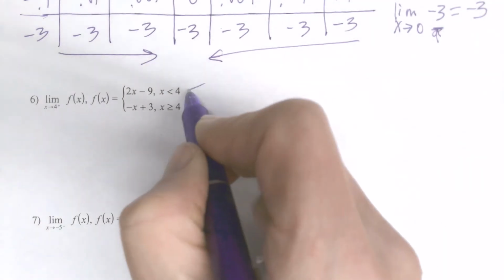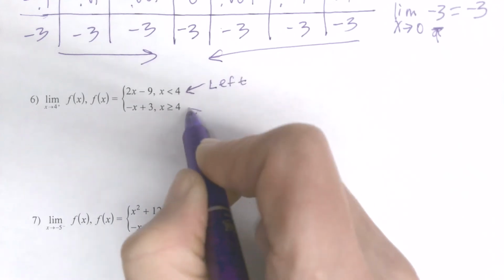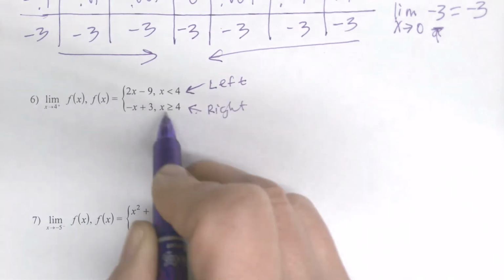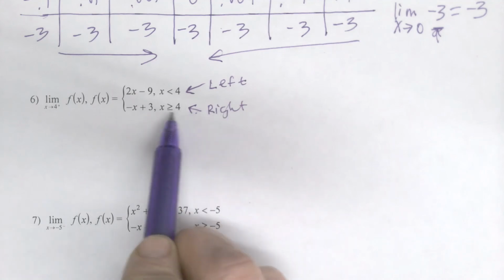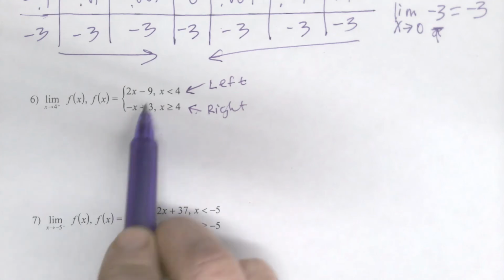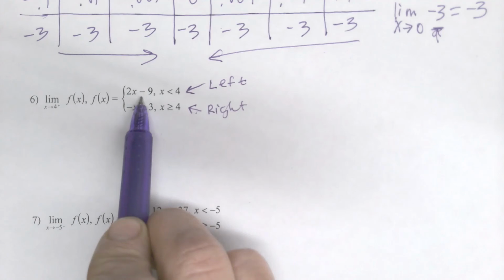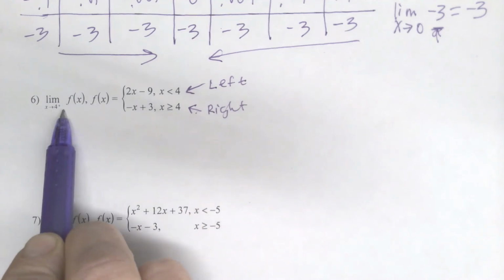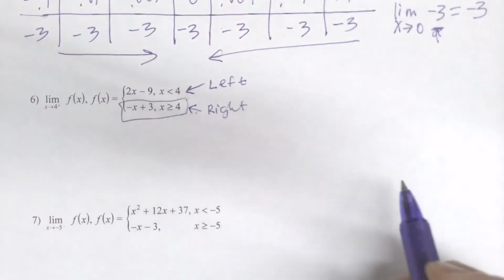So values less than 4 are to the left, but values greater than 4 are to the right. It doesn't matter that it's greater than or equal to, it just matters that the values that work for this function fall to the right of 4. The values that work for the upper piece of this piecewise function are the values to the left of 4. And so if I'm looking for the limit of this function as x approaches 4 on the right, all I care about is the right-hand piece of the function.